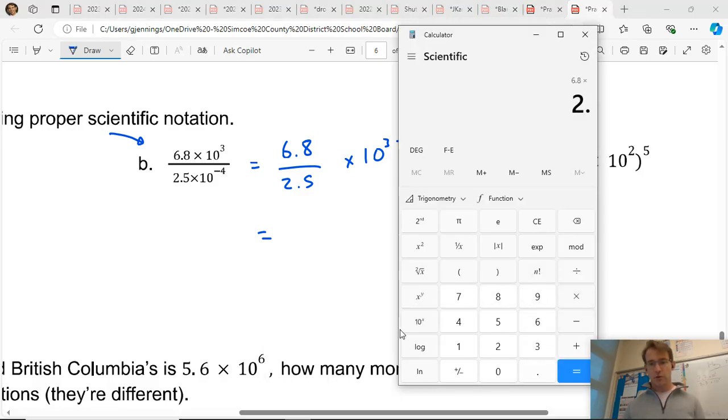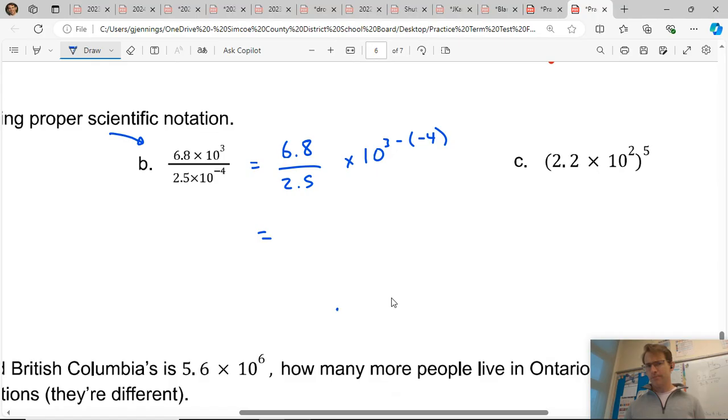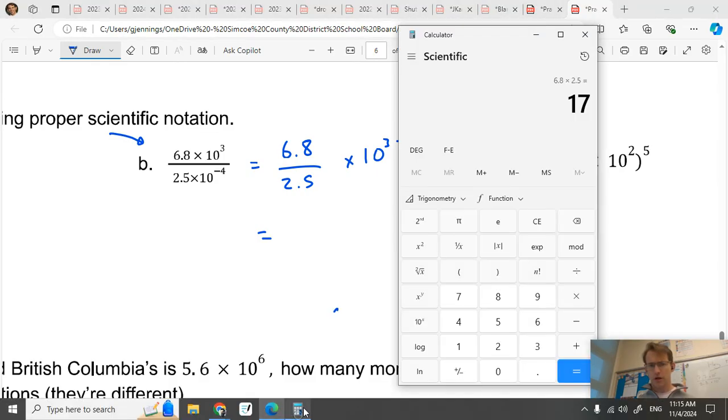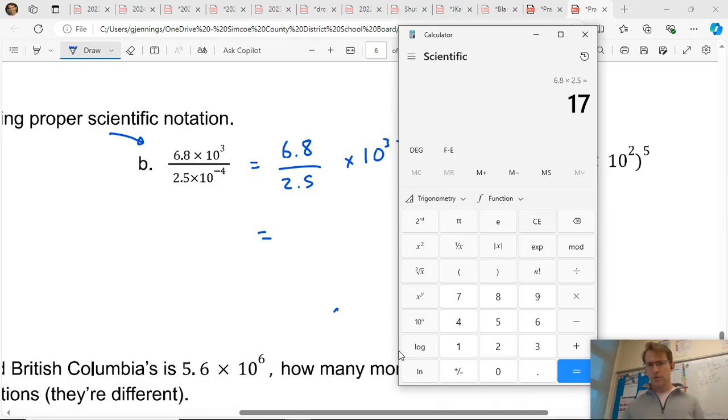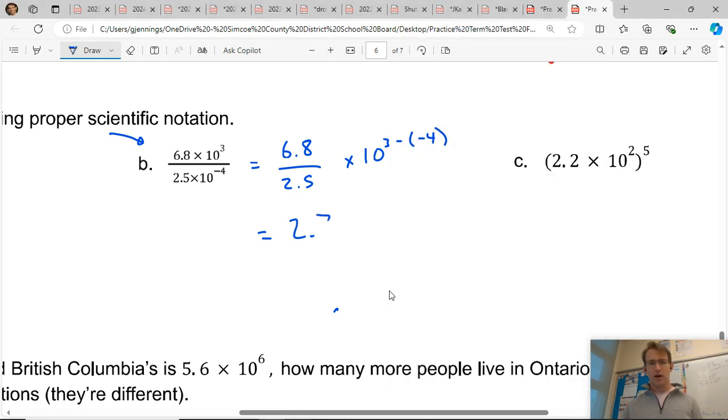6.8 times 2.5 equals 17. I think I did subtract. I did times. There. 6.8 divided by 2.5, because this is divided, is 2.72. You see how important it is to have a little guess there? That was very important for me to catch that error before I wrote it down. It was actually a real error. Times 10 to the 7.